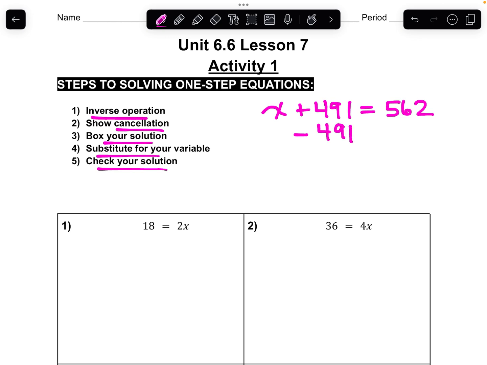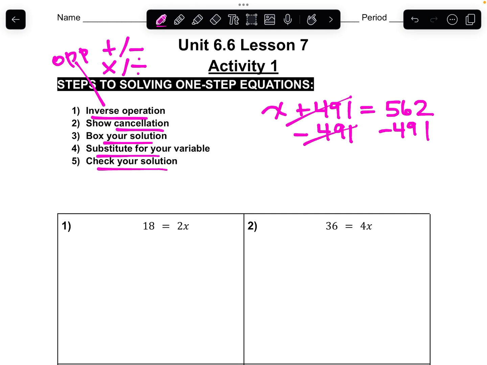If you don't remember or know what inverses are, they are opposites. The opposite of add is subtract. The opposite of multiply is divide, and vice versa. When I do this to this side of the equation, I must also do it to this side of the equation, or it will not remain in balance.